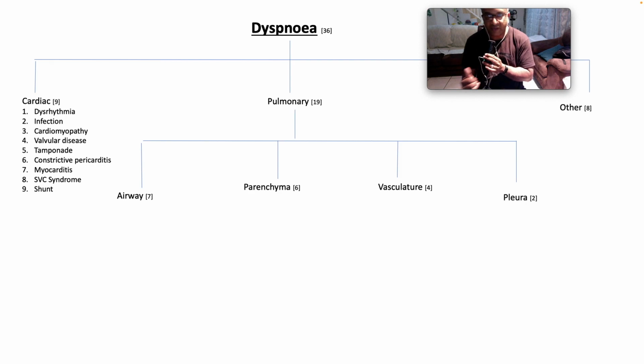All right, any kind of dysrhythmia, be it tachyarrhythmia usually, but also bradyarrhythmia, infection, notably infective endocarditis, pericarditis, myocarditis, cardiomyopathy. All right, any sort of valvular disease can cause it, as well as cardiac tamponade, constrictive pericarditis, superior vena cava syndrome, or shunt.